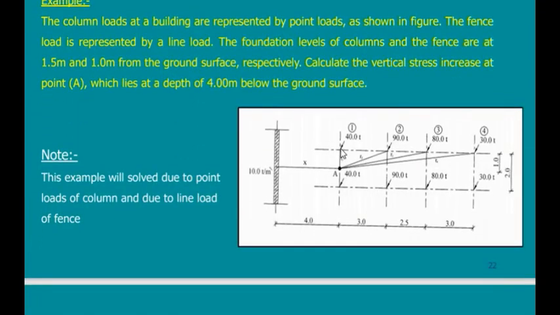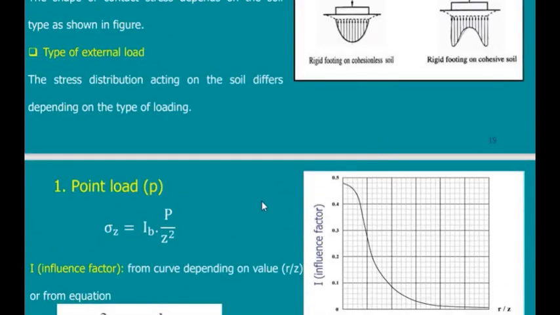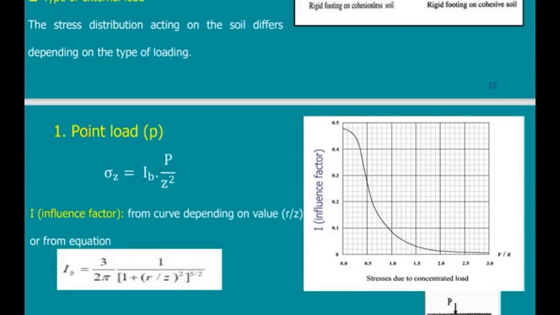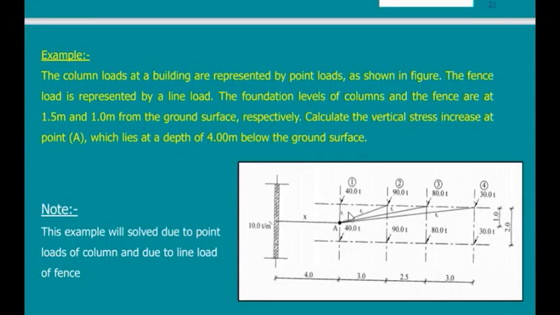Then I go to this point. This point is at a distance of R1 in this location. So I go to the curve of the point load. I calculate it for this load. And instead of repeating myself, if this is 40 ton and this is 40 ton, and they are both at the same distance, then the effect of this load is the same as the effect of this load.